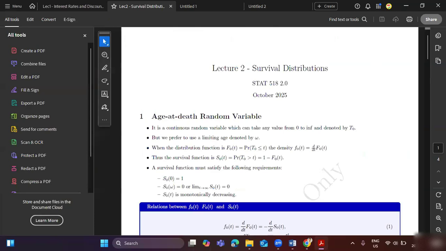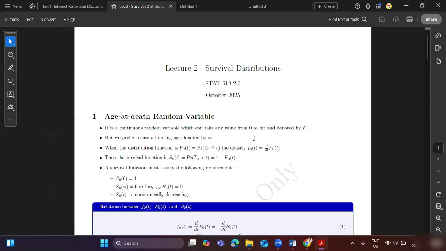The survival distribution topic. As it sounds, a survival distribution calculates the probability of not meeting death. So that we call the survival in here.